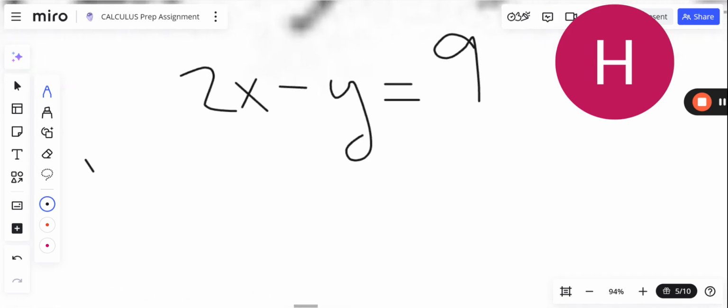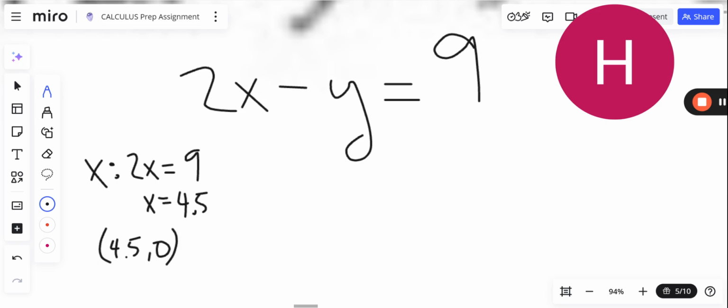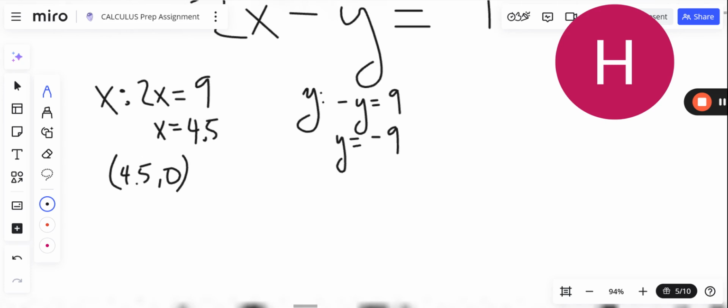If we find the x-intercept, we make the y equal to 0, so we get 2x equals 9. And therefore x equals 9 over 2, or that's just 4.5. So our x-intercept for the second line is 4.5 comma 0. And our y-intercept is going to be negative y equals 9, so then y equals negative 9. This is a pretty big number. So we are going to have to go pretty far out to the right, because this is to the right, and we're going to have to go pretty far down, because negative 9 on the y is pretty far down.